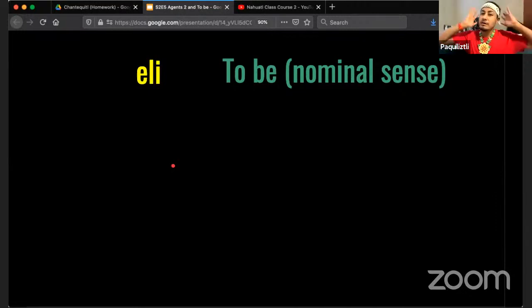in case you're one of those grammatical, crazy linguistic people that want to be technical, which kind of gets under my skin sometimes. But if you want to be one of those people, well, it's in the nominal sense, but basically this means when you name something like, I am a teacher, I am funny, I am sarcastic, I am a person. When it's a noun or an adjective that you are, this is what this verb eli means, okay?